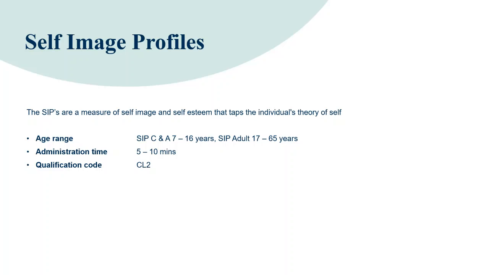And then if you're looking at the self-image profile for adults, this is for ages 17 years to 65 years. And this provides an extension to the child and adolescent profiles. Again, it has UK norms, and it consists of 32 items rated by the respondent in terms of what they think of themselves and how they would like to be. It provides a visual display of self-image and also provides a measure of self-esteem, which can be calculated by the discrepancy between the ratings of who I am and who I would like to be.